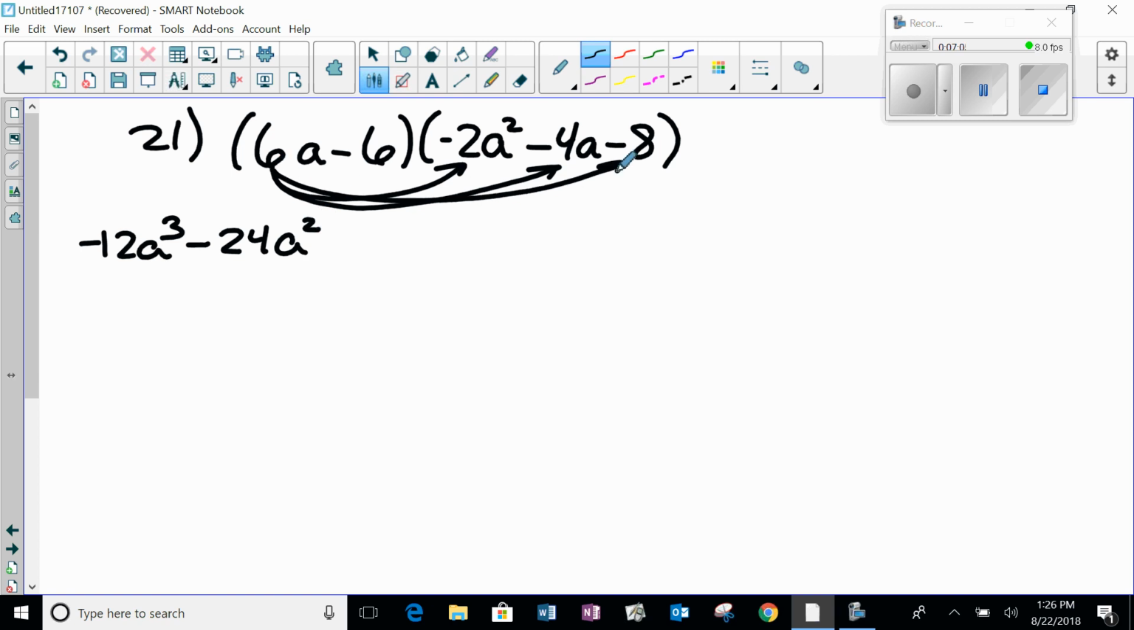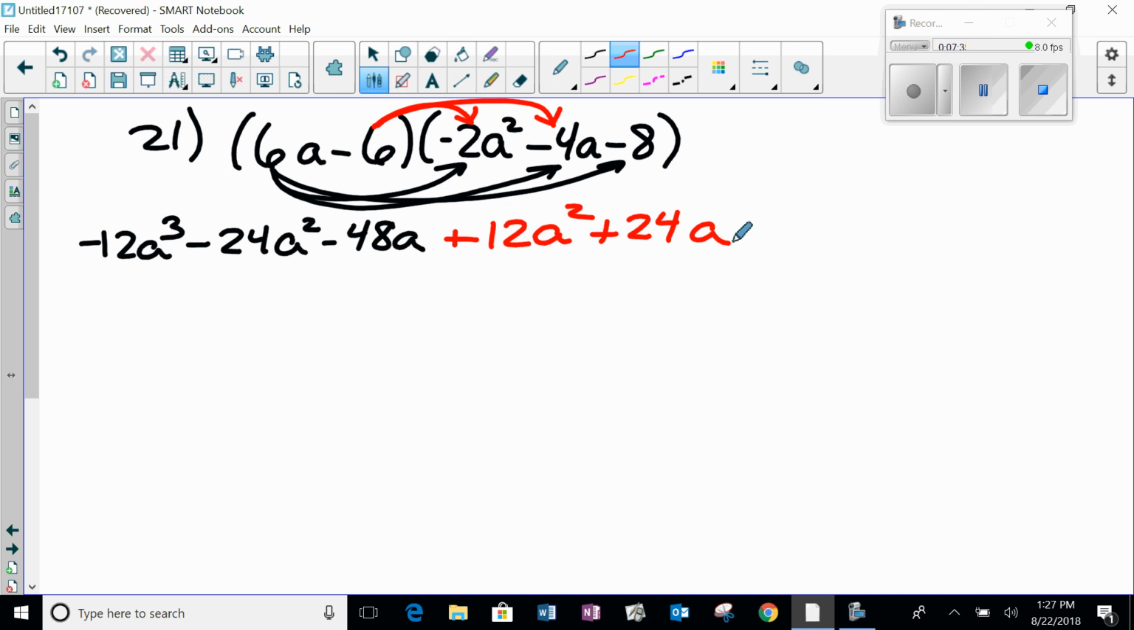6a times negative 8 is what? Negative 48a. We are done with the first term in the binomial. Now we're going to move to the second term in the binomial. Negative 6 times negative 2a squared is a positive 12a squared. Negative 6 times negative 4a is a positive 24a. And negative 6 times negative 8 is a positive 48.